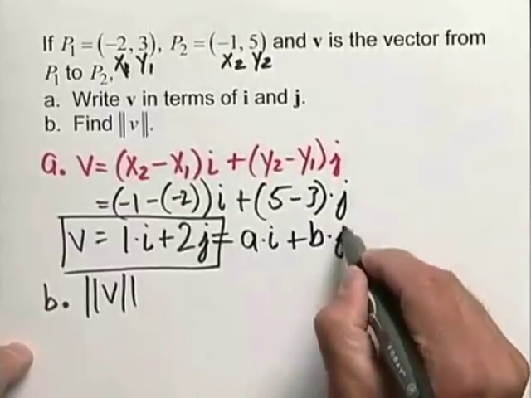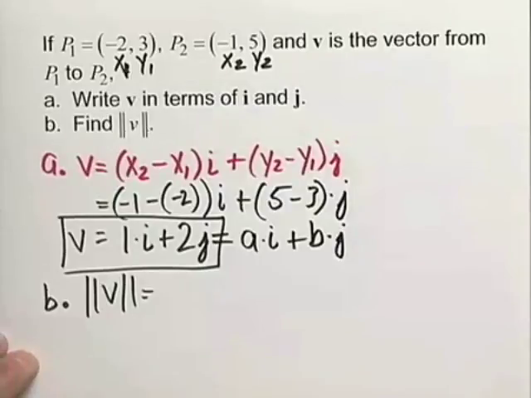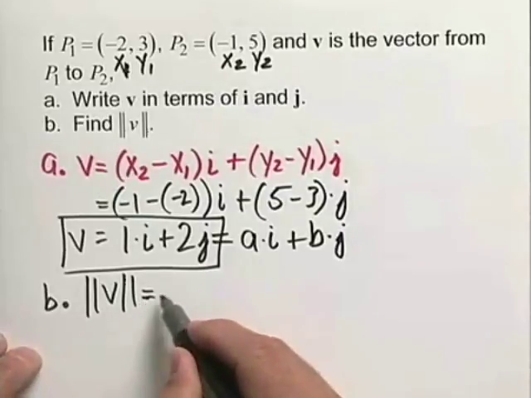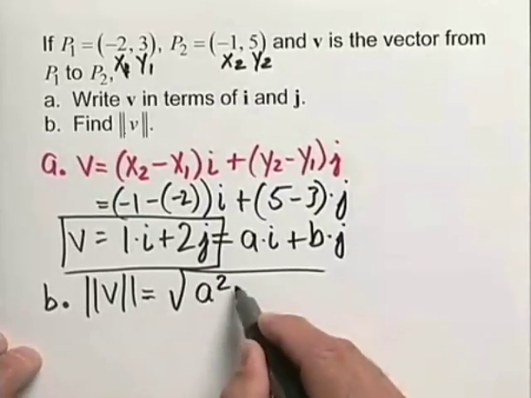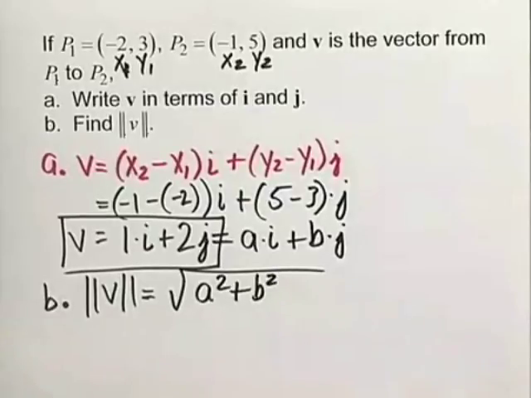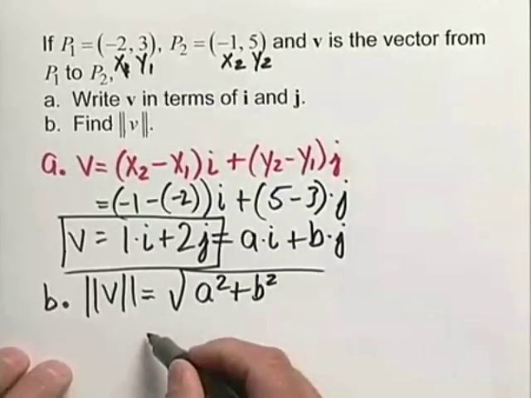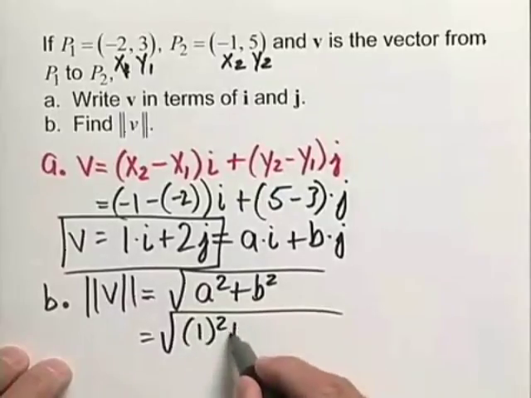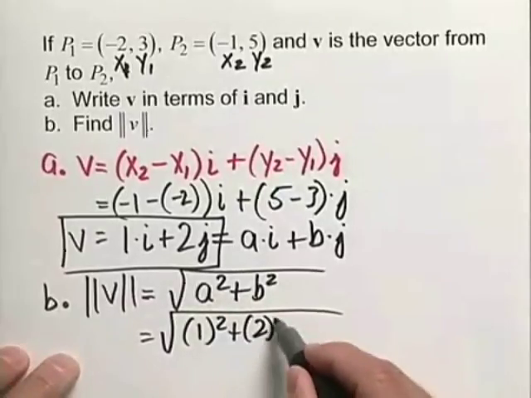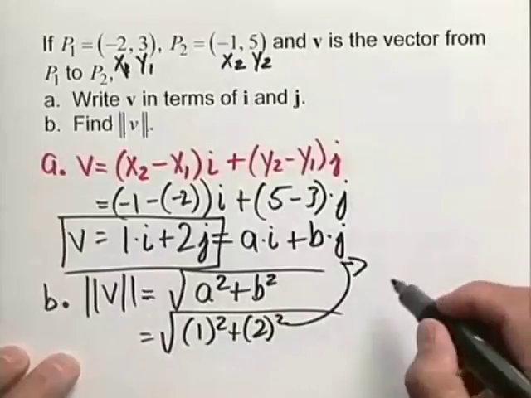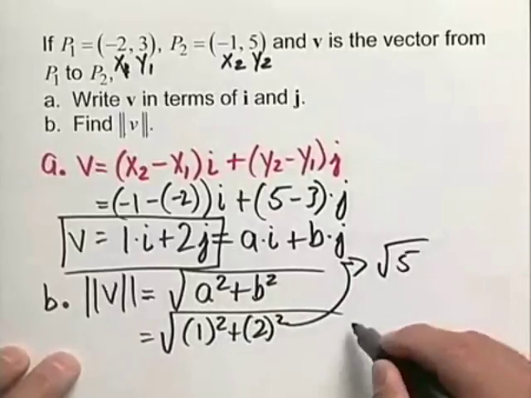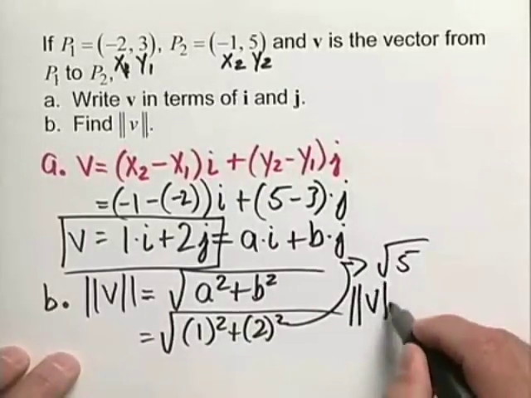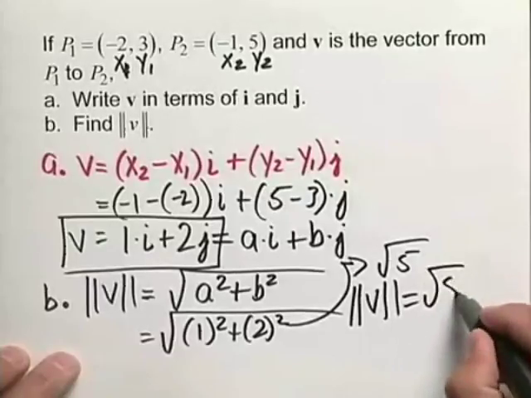plus b times j. And to find the magnitude, we have a nice little formula that says the square root of a squared plus b squared will give us our magnitude. So let's go ahead and do that here. We have the square root of a, which was 1, squared, plus b, which is 2, squared. And so from this, we'll have the square root of 5. So we can say that the magnitude of this vector is equal to the square root of 5.